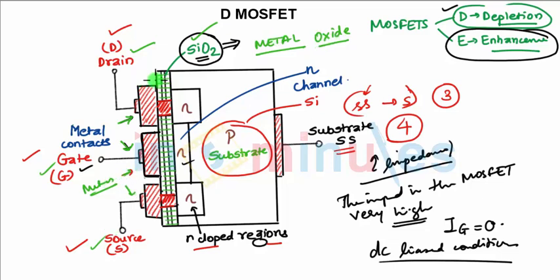Then you have oxide as an insulator, and the substrate which is the semiconductor, which will give you the name MOSFET, or metal oxide semiconductor field effect transistor. So this is because the name is given as MOS.